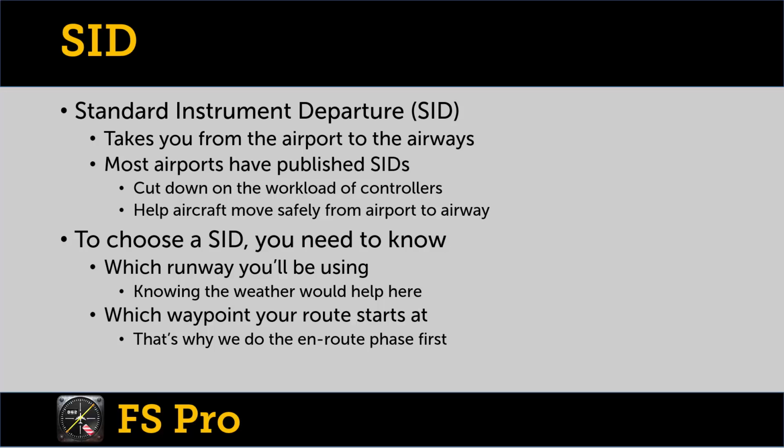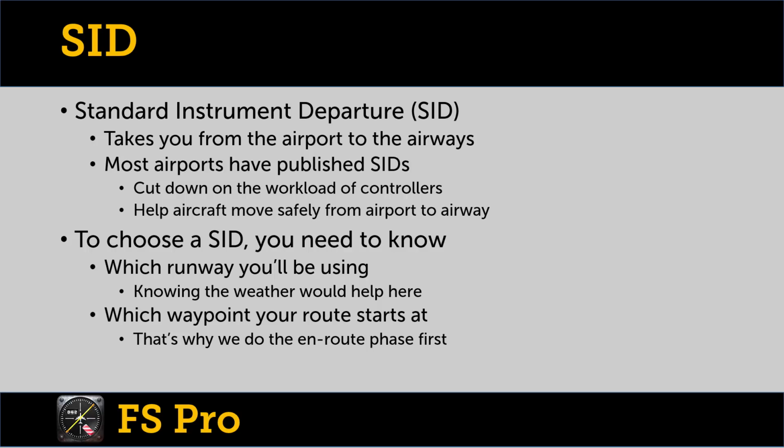Now we have our route, we can choose our SID. The departure phase of our route takes us from the airport to the airways. Most airports have published procedures for these departures, and they're called SIDs. That's Standard Instrument Departure. They're used to cut down the workload of controllers and to help aircraft to safely move from airport to airway. Before deciding which SID to use, we should know which runway we'll be using and which waypoints we need to reach to enter the airways.